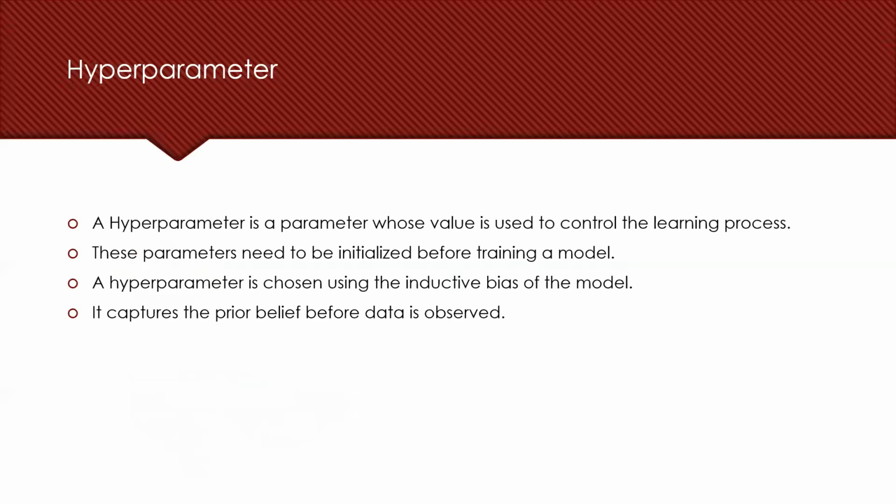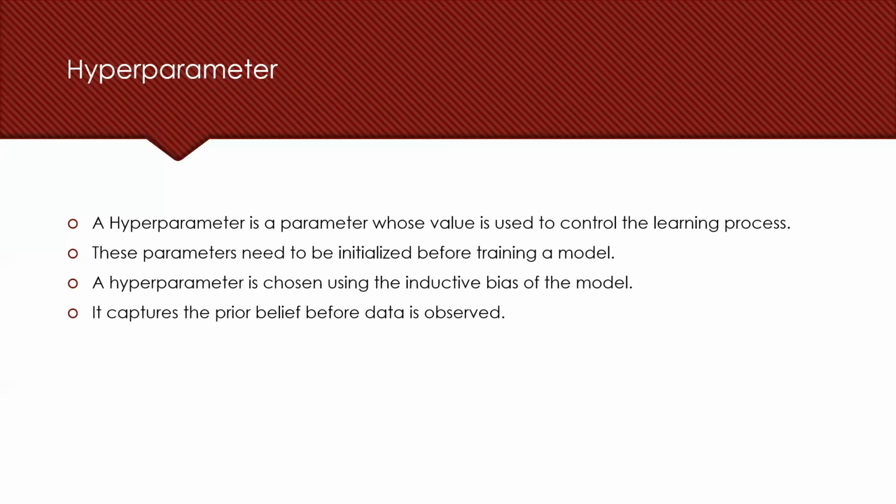So now let's talk about hyperparameters. We have many parameters in our training data. So what is a hyperparameter? A hyperparameter is a parameter whose value is used to control the learning process. These parameters need to be initialized before training a model. But why are we talking about hyperparameters? All of a sudden we were talking about inductive bias. There should be a connection between the two.